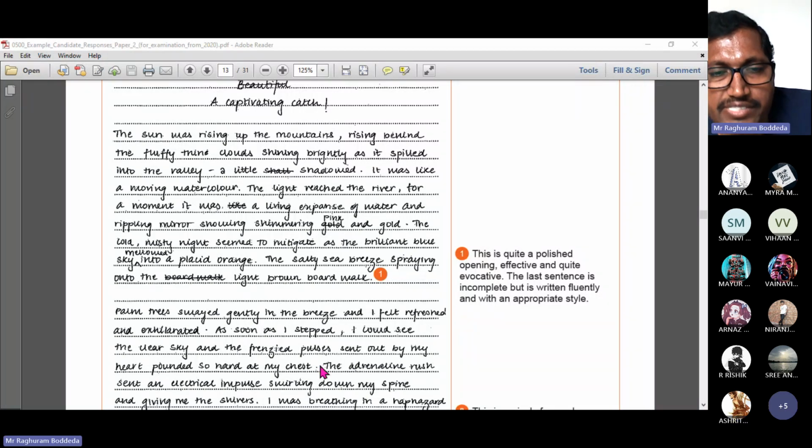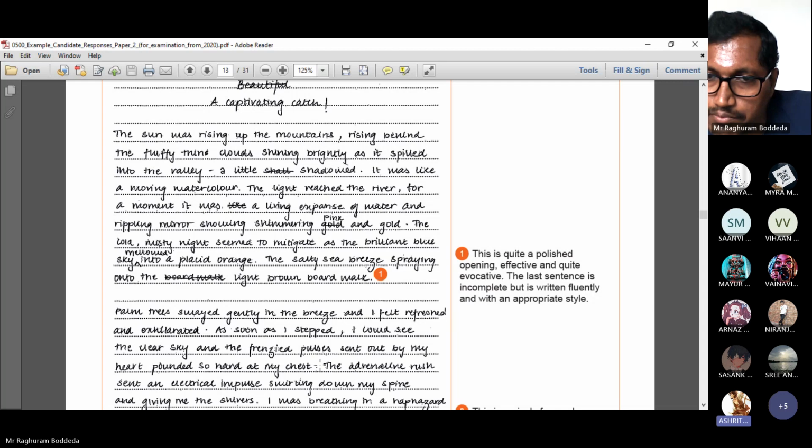Ashit. Yes, sir. Yeah, please tell me, what is your understanding about this para one? A captivating catch. Yes, first para. So it's trying to give an effect of how he's trying to give imagery to the reader of how the area around the hill mountains was like.